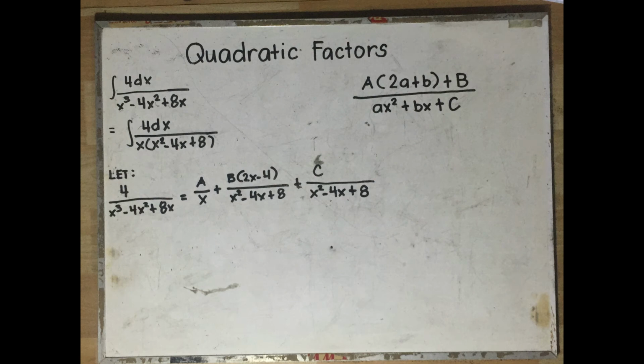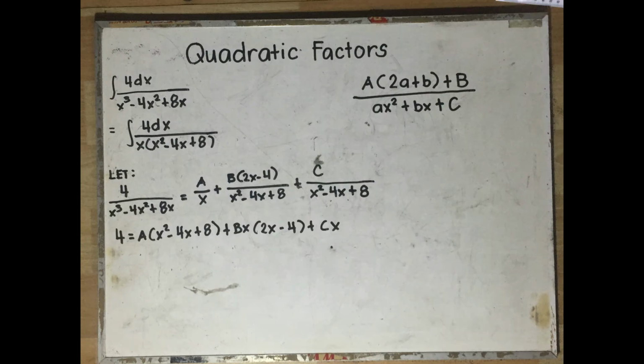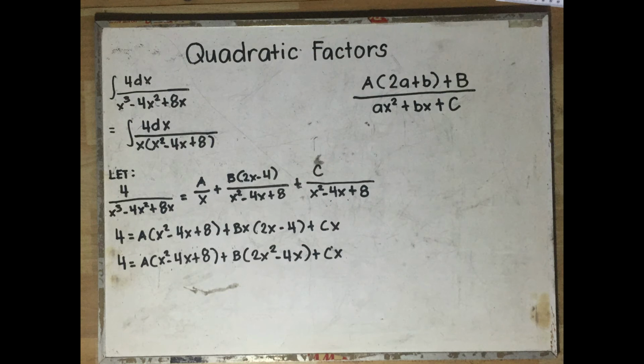Let 4 over (x³ − 4x² + 8x) be equal to a over x plus b times the quantity (2x − 4) over (x² − 4x + 8) plus c over (x² − 4x + 8). Now we have 4 = a(x² − 4x + 8) + b·x(2x − 4) + c·x. Then 4 = a(x² − 4x + 8) + b(2x² − 4x) + cx.